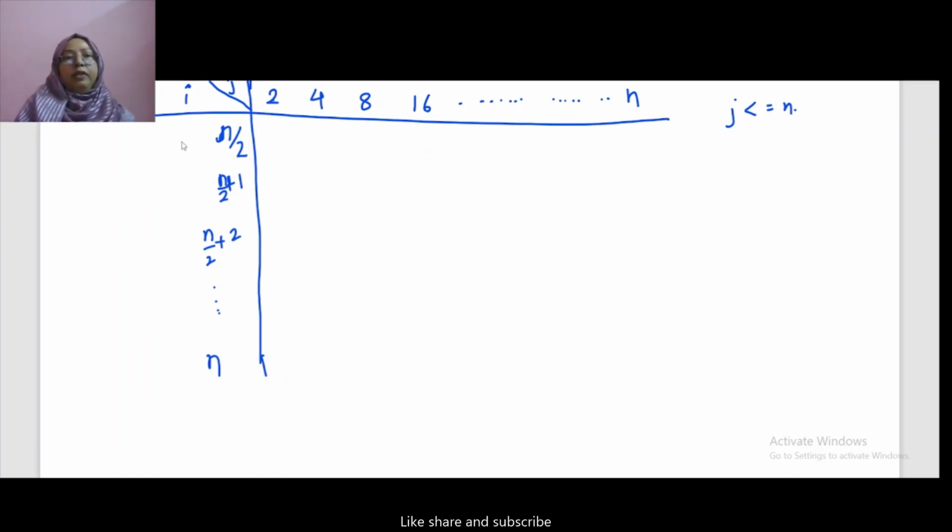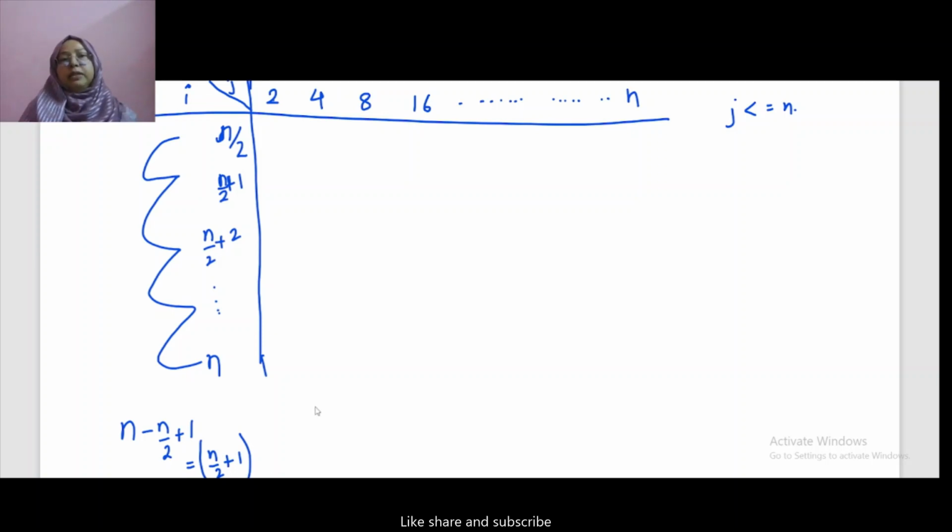Here we do not know how many times j runs, but for i, because this series is in AP, we can find the number of terms. How we can find it? By n minus n by 2 plus 1. So this is n by 2 plus 1 times. So i is running n by 2 plus 1 times.